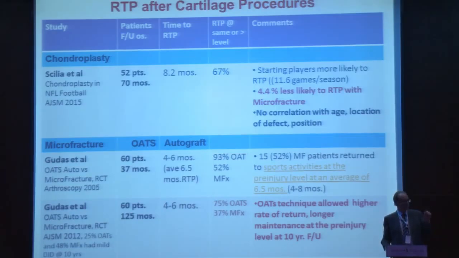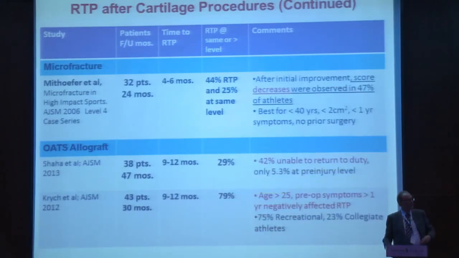So in the short term, comparing microfracture and OATS autograft, 93% returned to sport with OATS, 52% with microfracture. But then if we look at 10 years later, 75% of OATS were still functioning in sport, but only 37% of the microfracture were still functioning in sport. So that's that durability issue that I talked about.